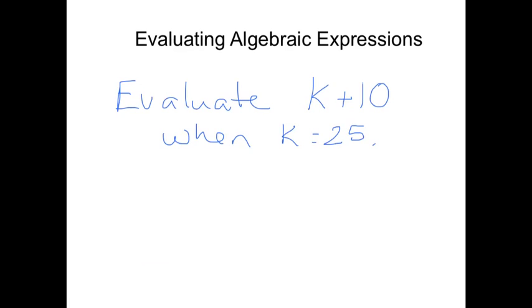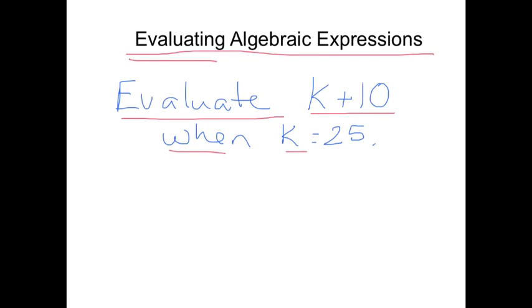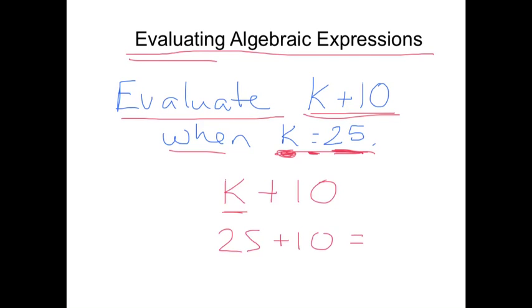Alright, this one says evaluating algebraic expressions. Evaluate means to find the answer. So we want to evaluate k plus 10 when k is 25. Some people get scared by this, but this one's actually pretty easy. They're telling us that k is 25. So we rewrite the expression k plus 10, and we change that k to a 25. So we find out that the answer is 35.